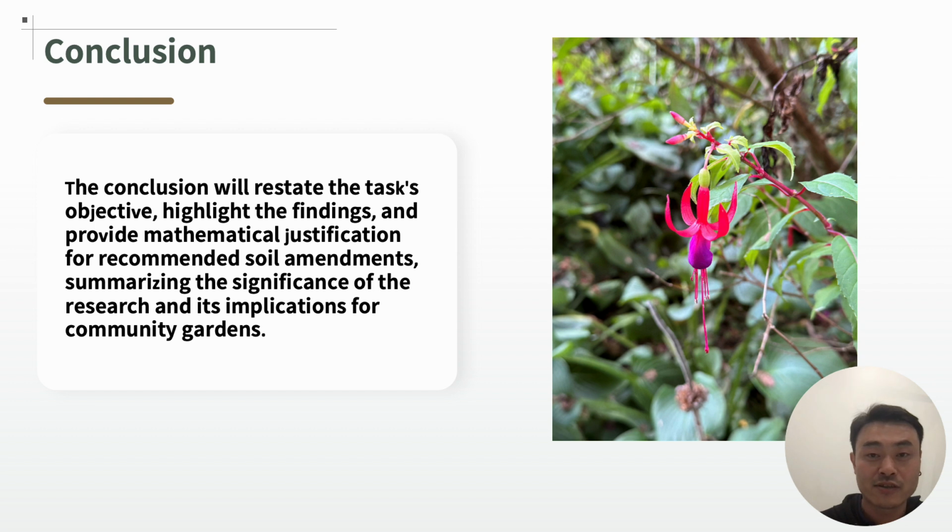Finally, in the conclusion, students will restate the task objectives and highlight their findings. They will provide mathematical justification for recommended soil amendments, summarizing the significance of the research and its implications for community gardens.